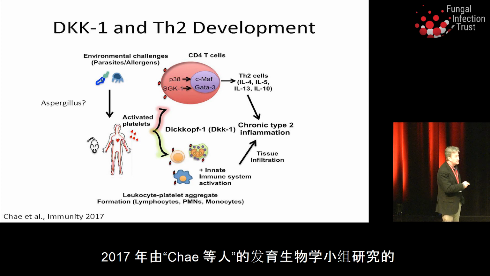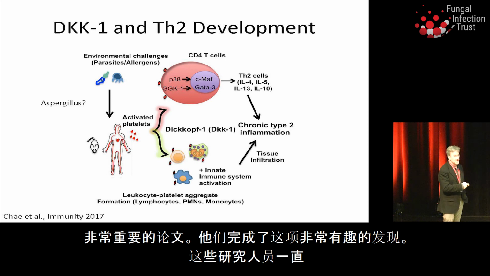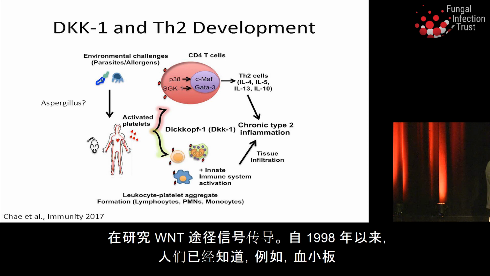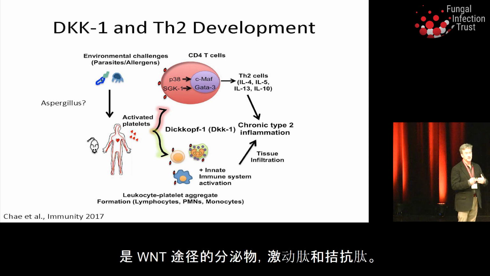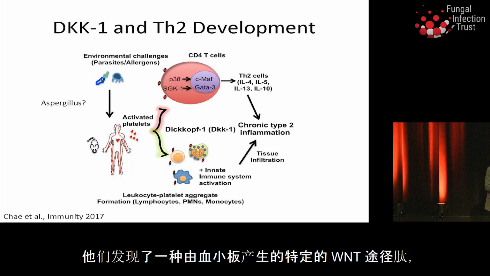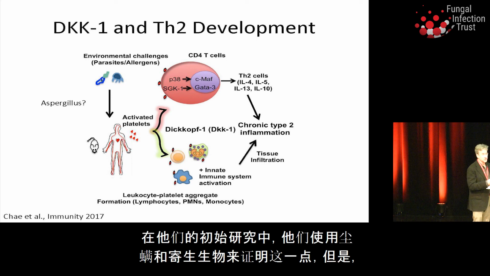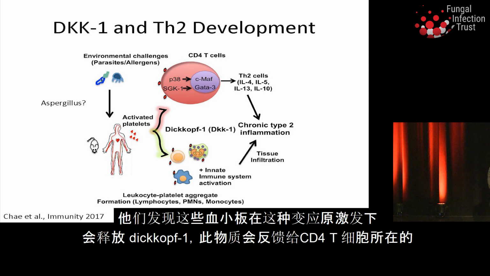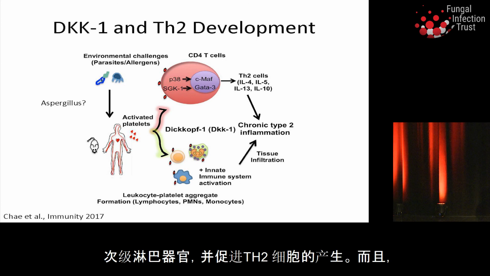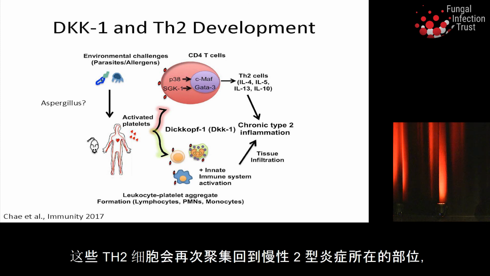But this was a very important paper from 2017 from a developmental biology group, Chi et al., that made, I think, a very fascinating discovery. These investigators have been studying Wnt pathway signaling, and since 1998 it's been known that platelets, for example, are very important secretors of Wnt pathway peptides, both agonists and antagonists. What they found is that one particular Wnt pathway peptide made by platelets, called DKK-1, is secreted from platelets during allergen challenge. In their initial study they used dust mites and parasites to demonstrate this. Those platelets, or at least DKK-1, feed back to secondary lymphoid organs, where CD4 T cells are located, and drive the emergence of Th2 cells.